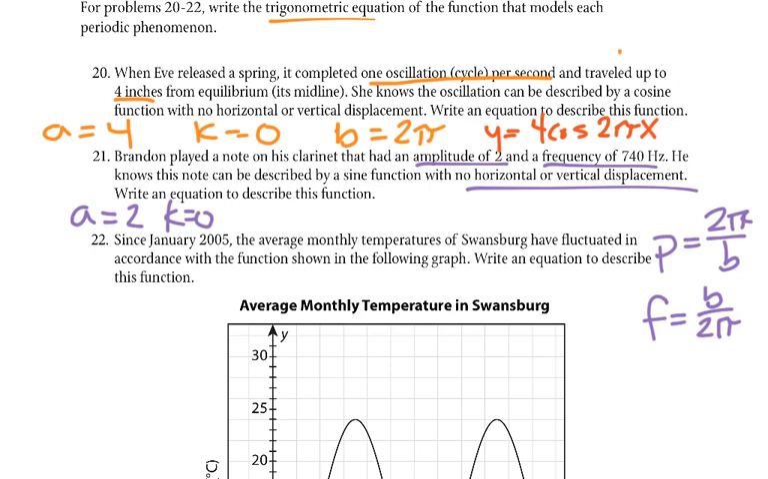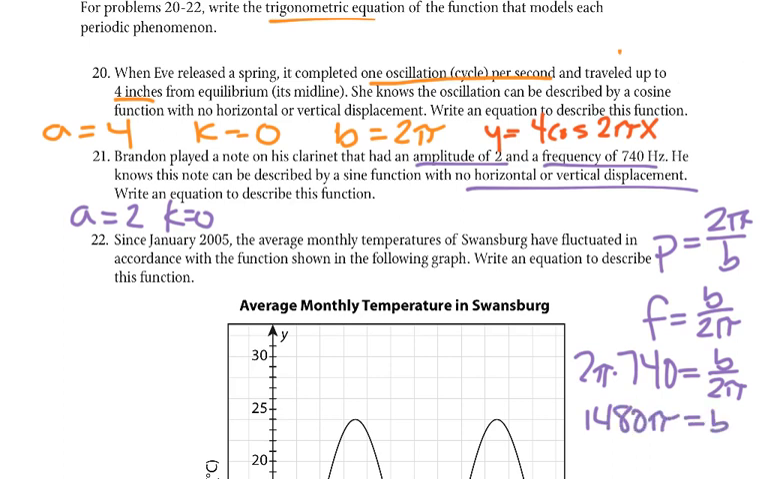The reason k is 0 is often in real situations we don't displace it above or below. We just leave it how it is. Okay, so a frequency of 740, so 740 would equal b over 2 pi. So I go 740 times 2 pi, and we generally like to leave the pi in there, so I'm going to go 1480 pi equals b.